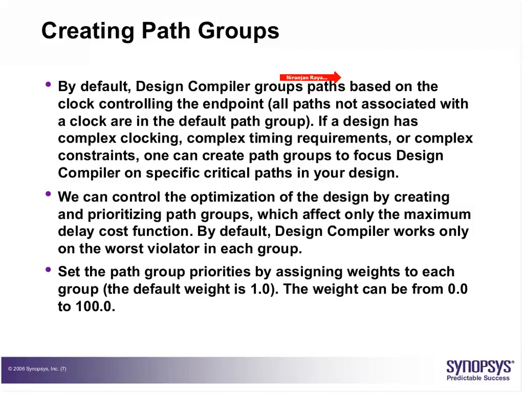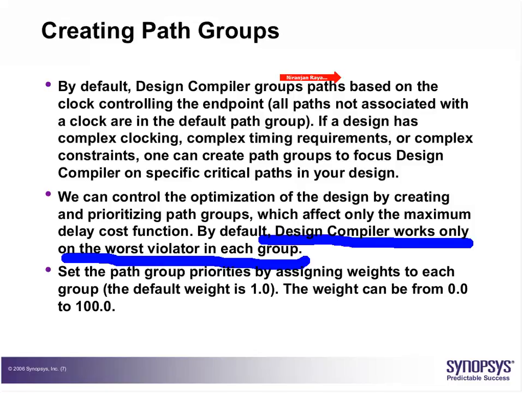So by creating a different group, by default, this is the statement to remember, Design Compiler works only on the worst violating input. The optimization can be controlled by creating and prioritizing path groups which affect only the maximum delay performance.